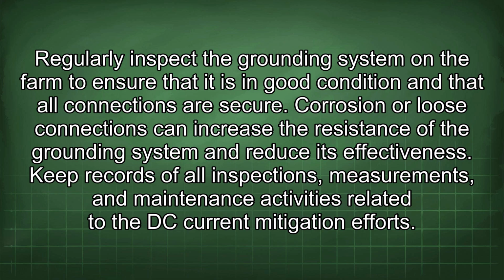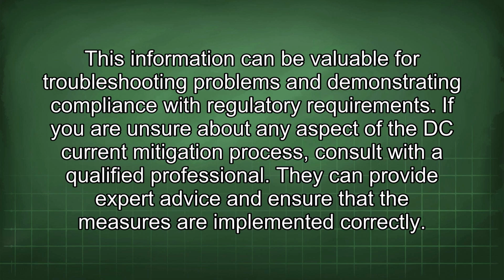Regularly inspect the grounding system on the farm to ensure that it is in good condition and that all connections are secure. Corrosion or loose connections can increase the resistance of the grounding system and reduce its effectiveness. Keep records of all inspections, measurements, and maintenance activities related to the DC current mitigation efforts. This information can be valuable for troubleshooting problems and demonstrating compliance with regulatory requirements.